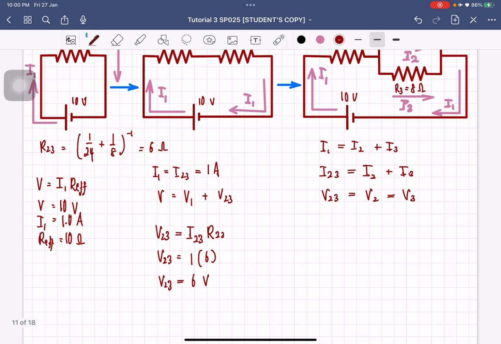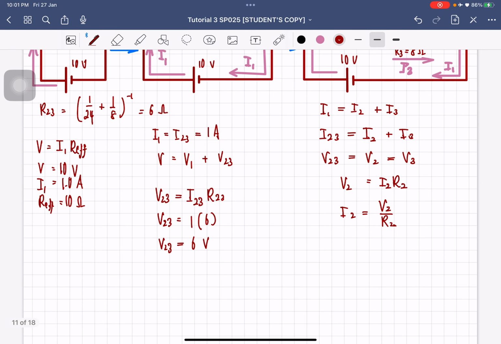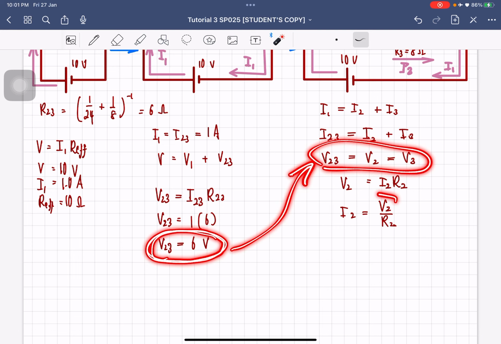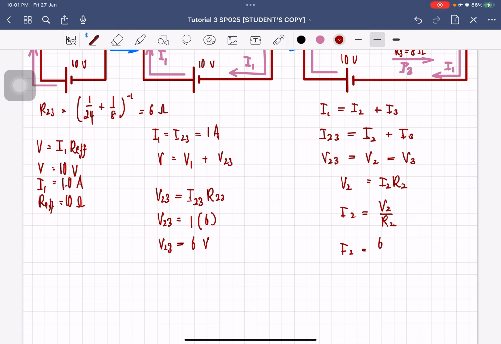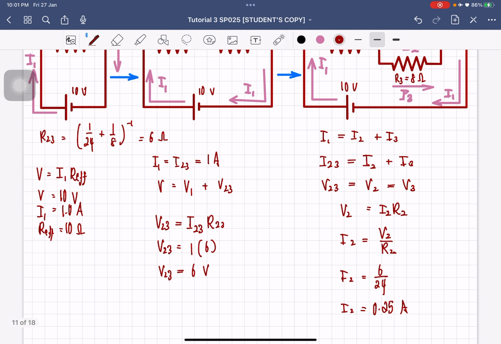After that, we can find the value of current I2 by using V2 equal to I2 R2. Okay, so I2 is equal to V2 over R2. Since we know that the voltage across resistors 2 and 3 should be equal, the voltage across resistor 2 is equal to 6 volt. So here we get 6 divided by 24. So the current through resistor number 2 will be equal to 0.25 ampere. Okay, so I hope you can understand what I've been trying to explain here.